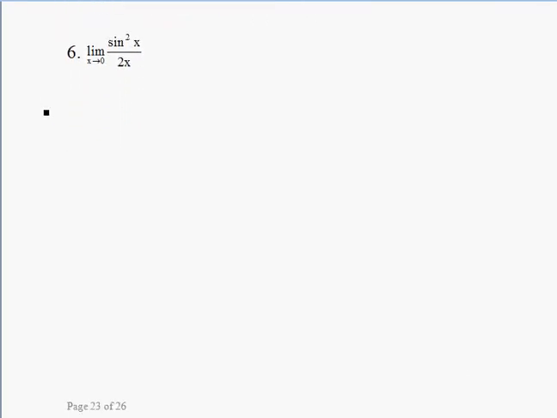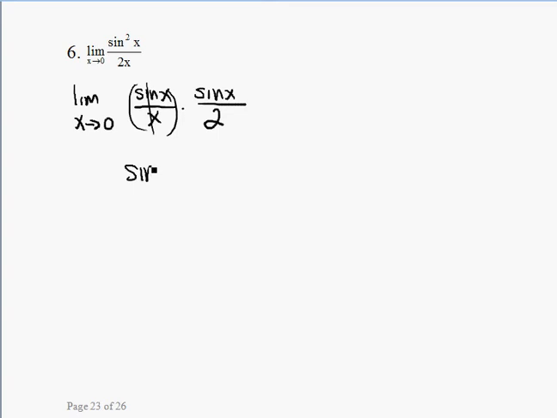Again, the most popular limit is, in this case, sine x over x. So I'm going to rewrite it as the sine of x over x. So if I take a sine out of this, I'm left with a sine. And if I take an x out of this, I'm left with a 2. Well, this limit is equal to 1. And this one I can just do direct substitution. I just can plug in 0. So I get the sine of 0 over 2, which is 0 over 2, which is equal to 0.